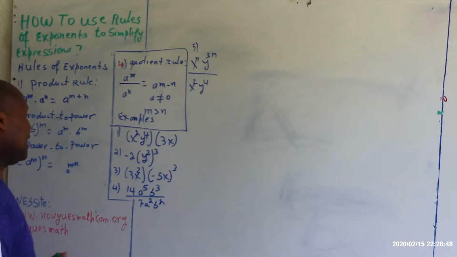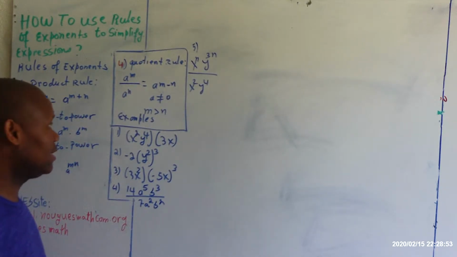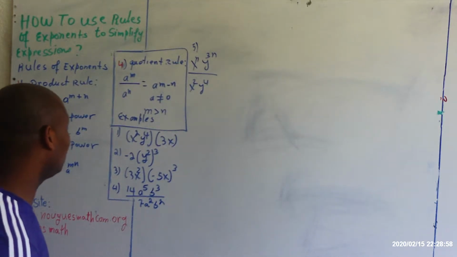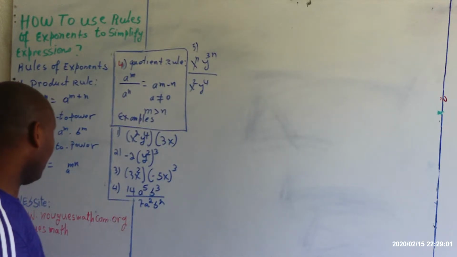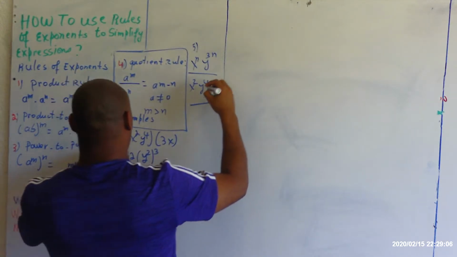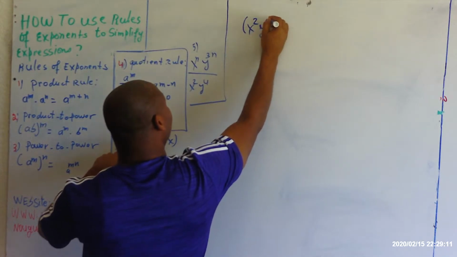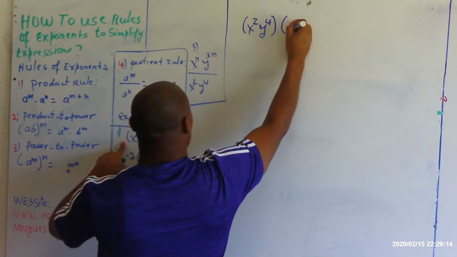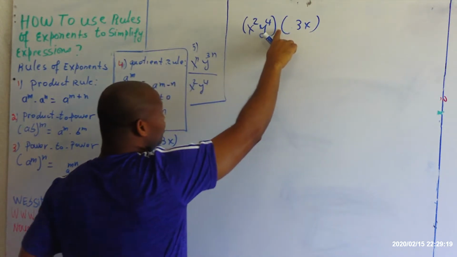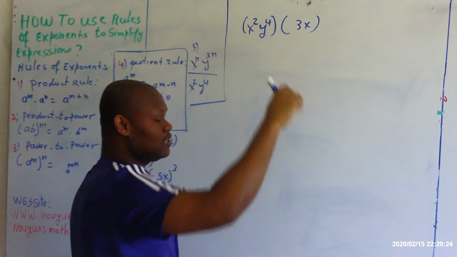We're going to start doing some exercises in order to help you understand exponents. Pay attention. If you pay attention, you will understand exponents very clearly. First example, let's do the first example for you. You will have x to the power 2, y to the power 4, times 3x. Remember, when you see that there is no sign right here, no addition sign, no subtraction sign, that means there is a multiplication sign.